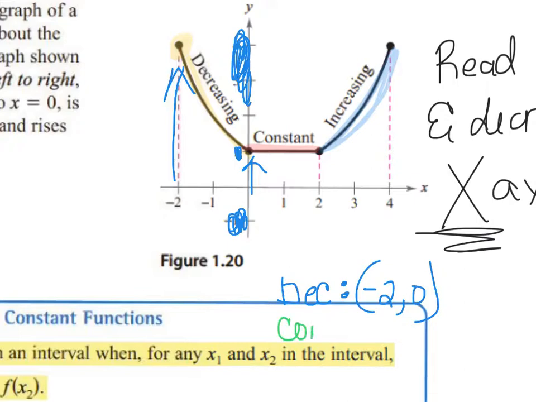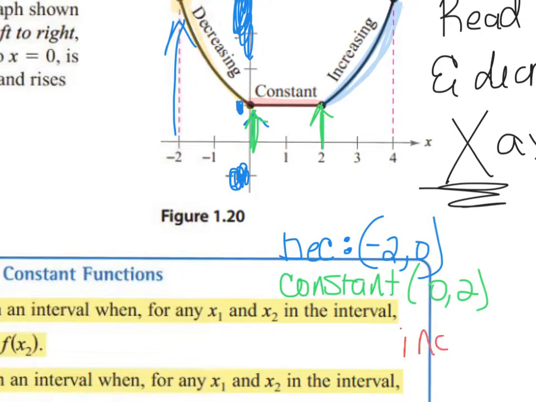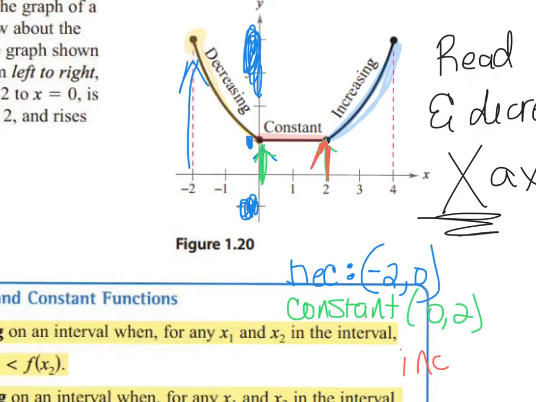So if I look at my interval of constant on the x-axis, from where to where is this thing constant? 0 to 2. And then increase. Where is this thing increasing? From what to what? 2 to 4. Do you guys see that? Okay, it seems easy, I know. You will get this confused. We have to practice it a bunch.